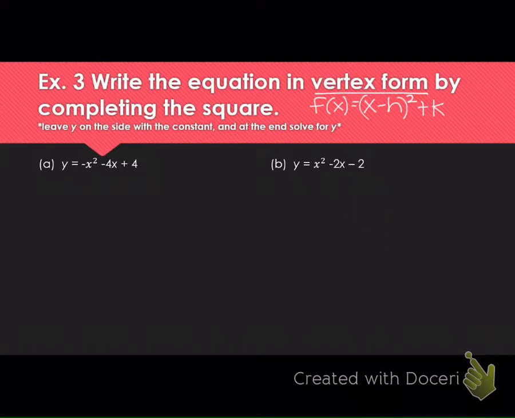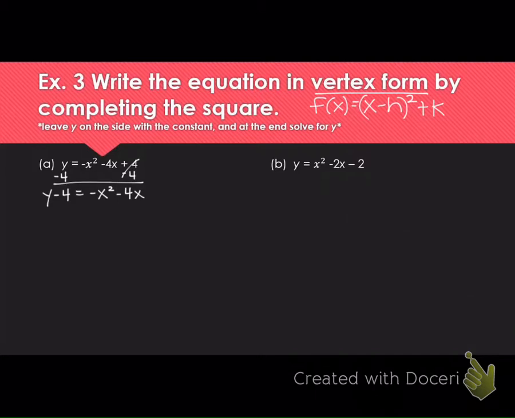Now, you see the little statement. It says leave y on this side with the constant and at the end solve for y. So we'll talk about that here in just a second. But leave y on the side with the constant. Remember, we need the constant away from the variables. So it's okay that there's going to be a y with it this time. So let me show you. What is the constant we need to move in letter A? We need to move 4, and we're going to subtract it from both sides. So everybody subtract it, and we're just keeping y minus 4 equals negative x squared minus 4x.